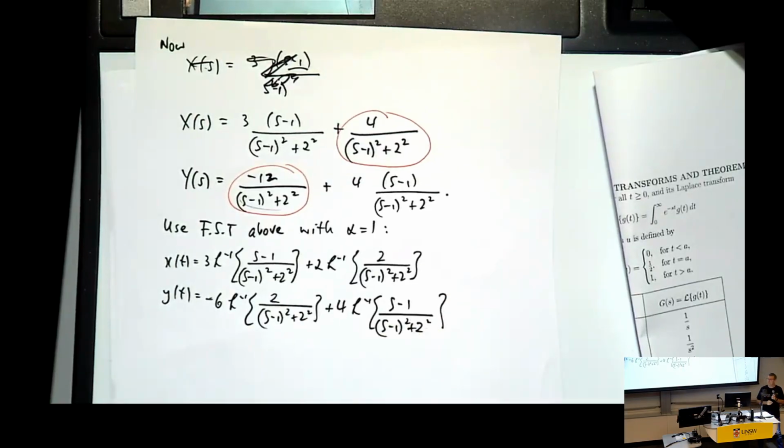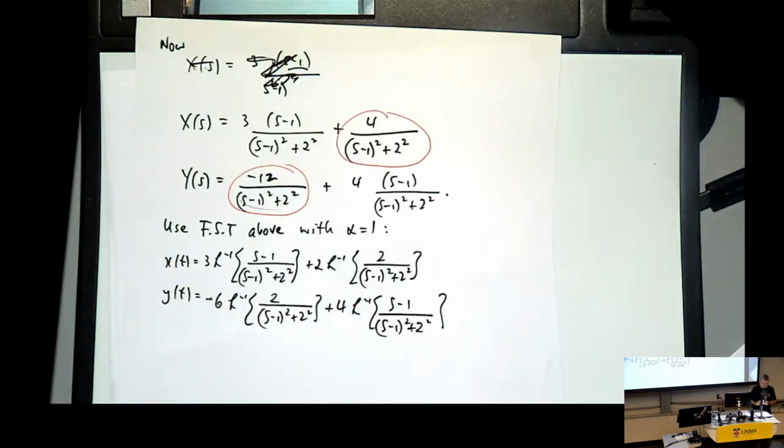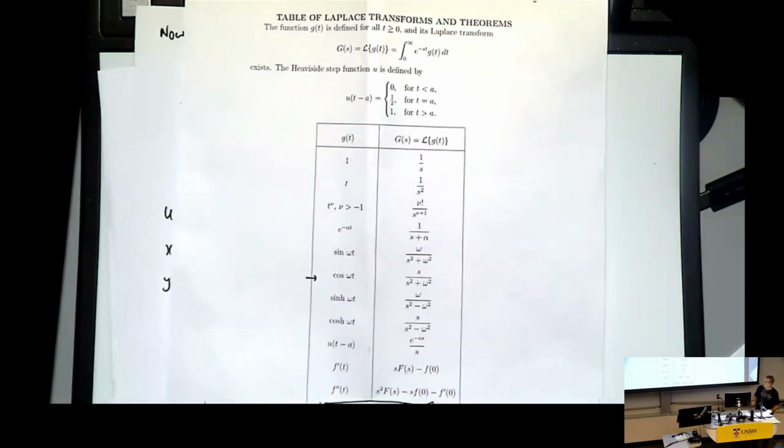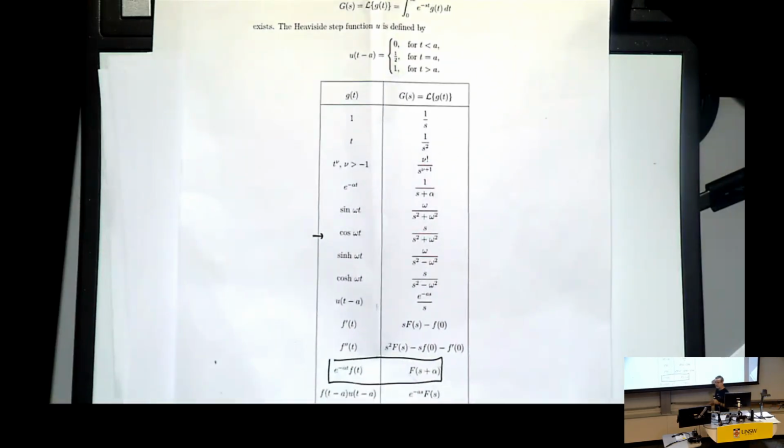Okay, so first shifting theorem. What's the first term going to be? Well, the first shifting theorem tells us that if I've got a function of s that's been shifted alpha units, take the inverse transform of big F of s and multiply it by an exponential. Okay?